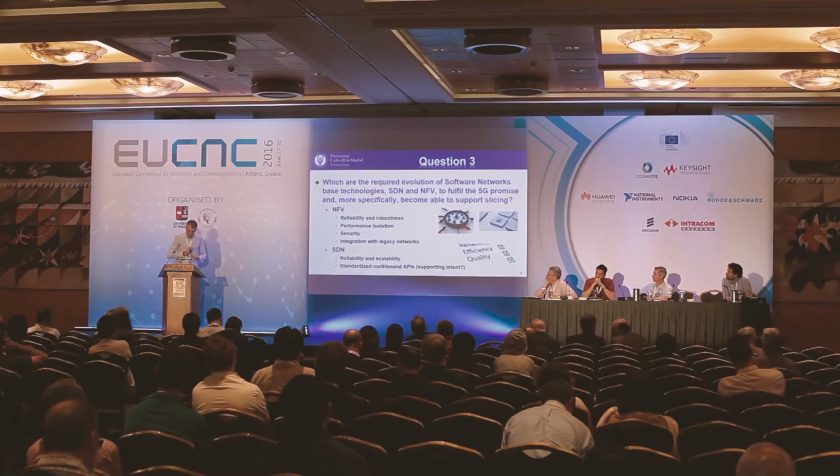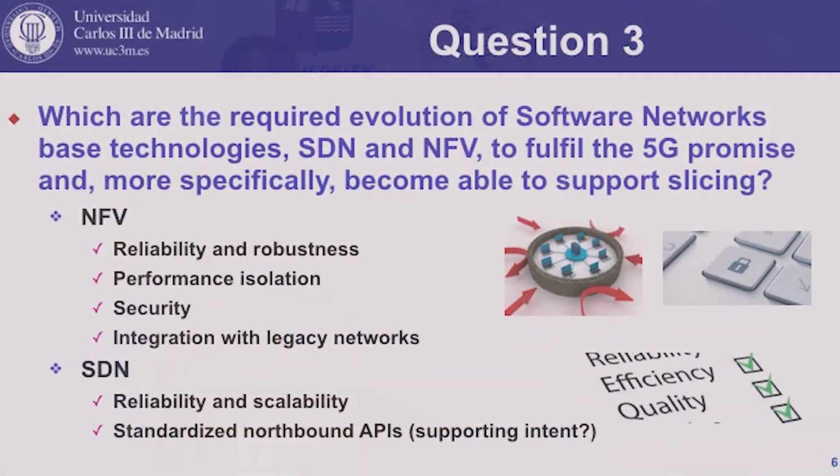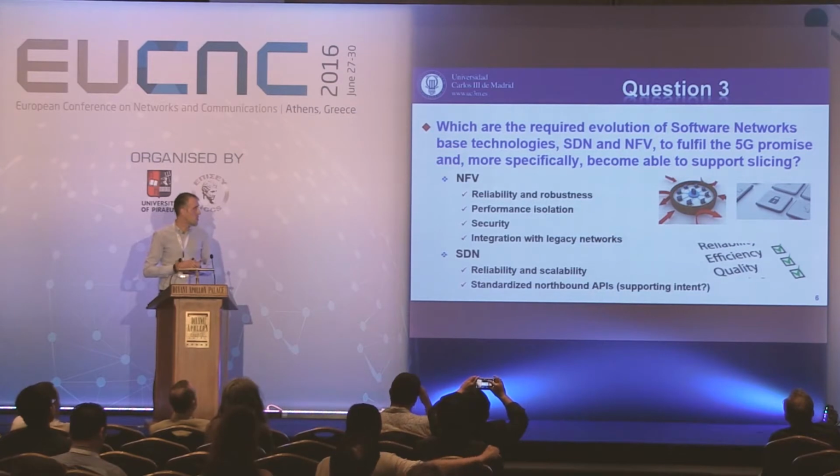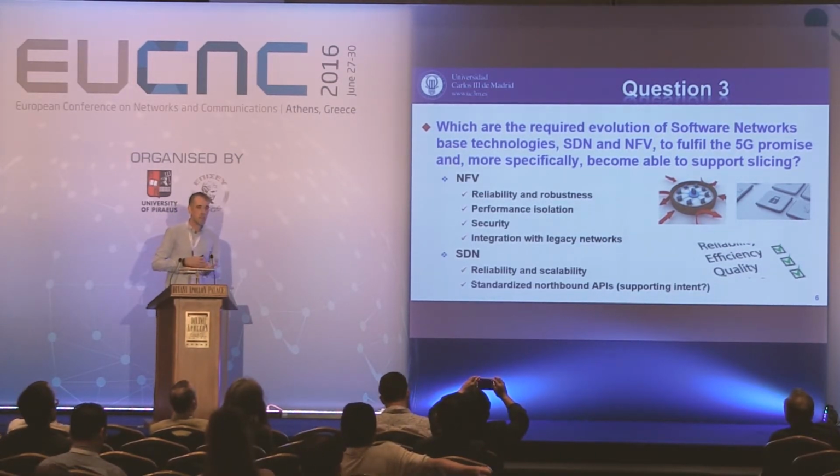Then, third question, which are the evolution of SDN and NFV technologies. So, okay, we are kind of assuming that SDN and NFV will be there. Xavi presented some examples showing that this is already here. But if we want to really go into using this in the future, what are the things that we are kind of missing or we are not very good at yet?